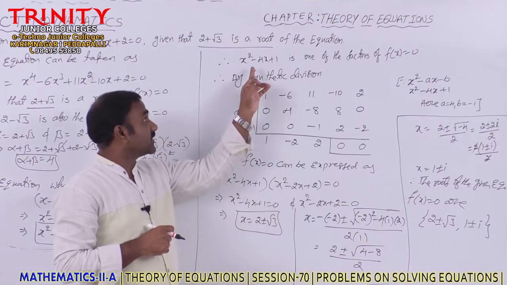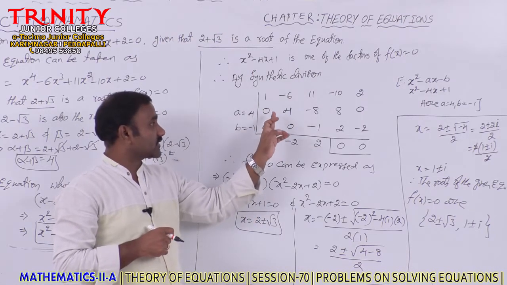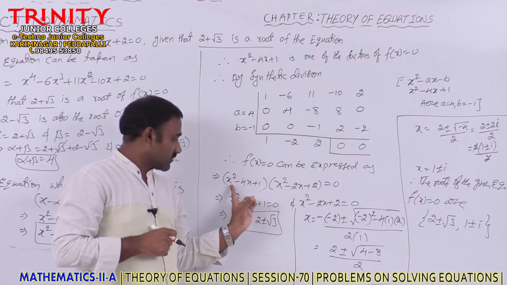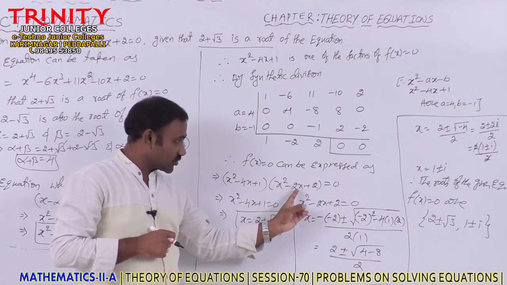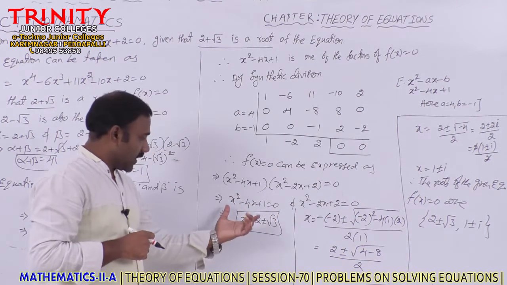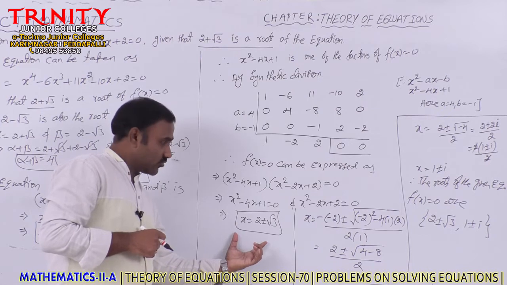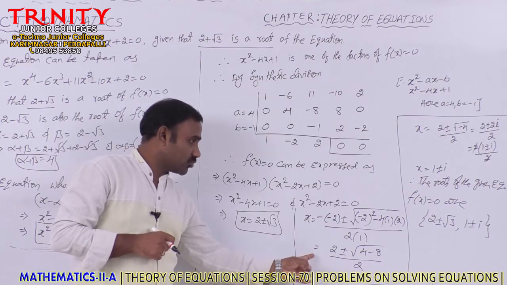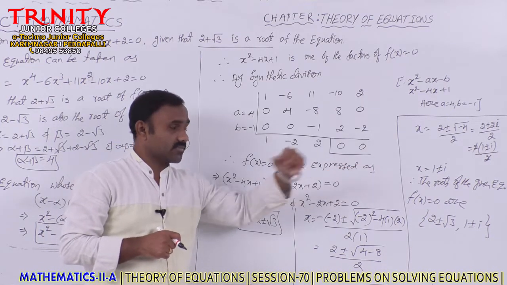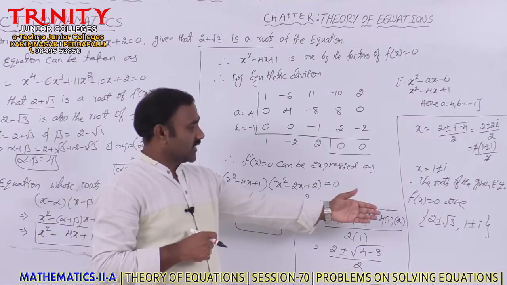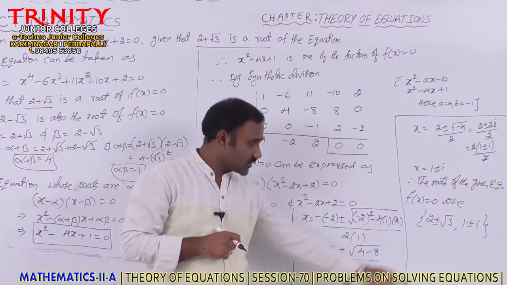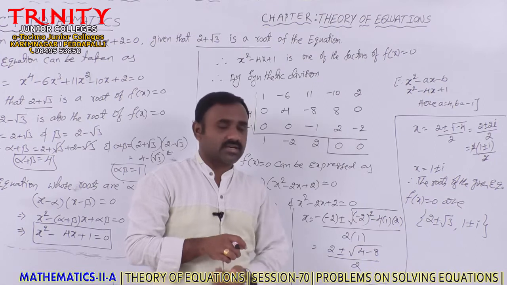Then by dividing by this factor, the polynomial f of x equal to 0 becomes x square minus 4x plus 1 into x square minus 2x plus 2 equal to 0. Already we know the roots of this quadratic equation. We calculated the roots of this quadratic equation as 1 plus or minus i. Therefore, finally it has a total of 4 roots. The roots are 2 plus or minus root 3 and 1 plus or minus i.